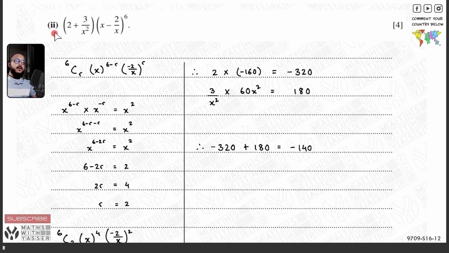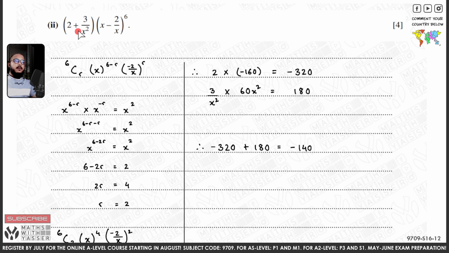In the second part of the question, they have given us 2 plus 3 over x square and x minus 2 over x to the power 6. And again, the main question was to find the term independent of x. This is of 4 marks, so we need to do a bit of working.